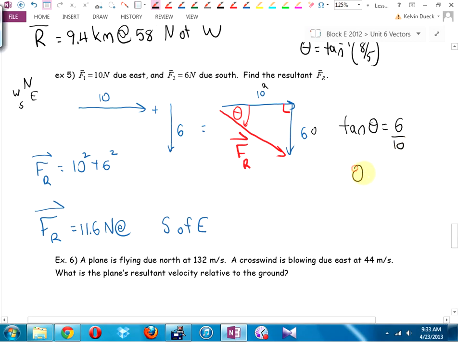What is the mystery angle on your calculator? Make sure you know how to do this on your calculator. Sorry? 30 degrees? Even? 30 point what? 30.96? Okay, that's not 30 degrees. Is it 30.96, Andrew? Yeah, it's 30.96. So I'm going to go with 31 degrees because I can round. Or 90 minus 31, 59 degrees east of south would also work. That would be this angle right here if you had drawn it that way.